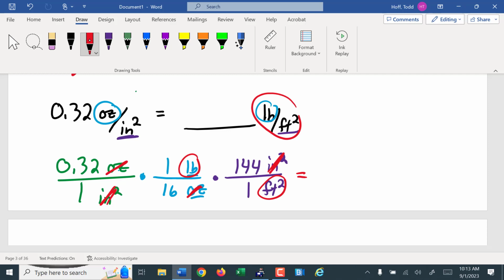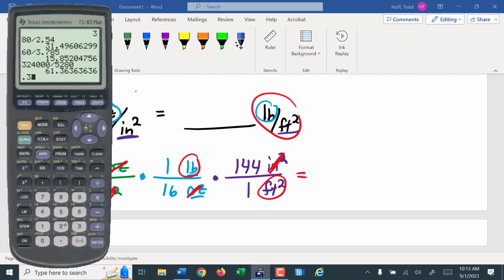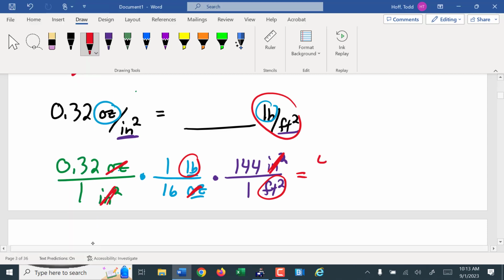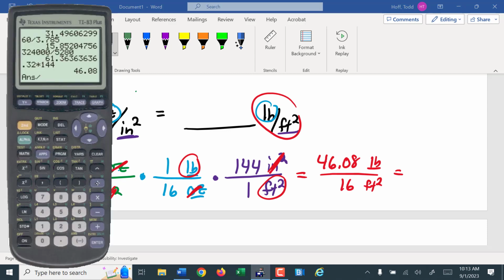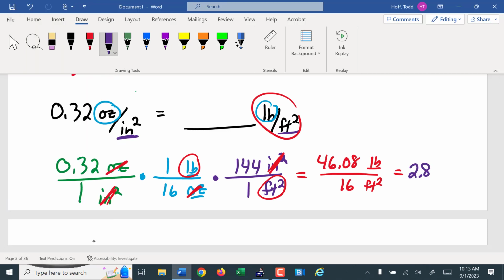So on top, 0.32 times 1 pound times 144 is 46.08. That's pounds. On bottom, 1 times 16 times 1 square foot is 16 square feet. And we have to divide that out. So 46.08 divided by 16 is 2.88. And of course, the units, it was pounds divided by square feet. So that's pounds per square foot.